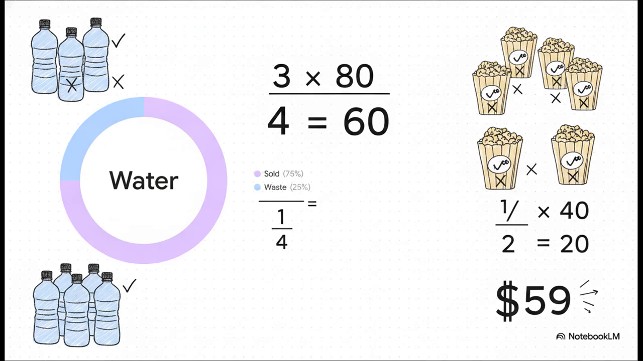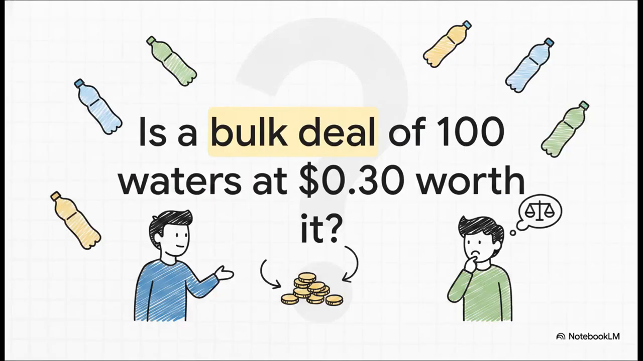For instance, they find out they only sold 3/4 of their 80 waters. Well, 3/4 times 80 means they sold 60 bottles, leaving 1/4 as unsold waste. They also only sold 1/2 of their 40 popcorns, which is 20 bags. Calculating this gives them their finalized real-world game day profit of $59. But day 3 isn't over just yet. The curriculum throws one final, ultimate capstone business question at them.